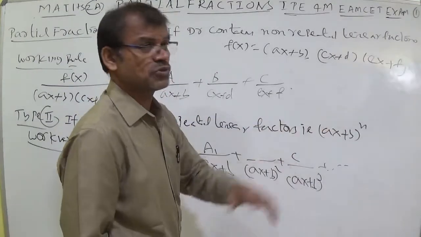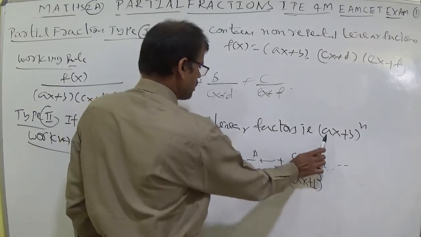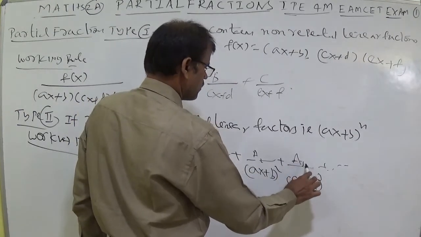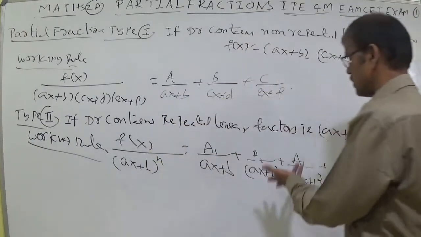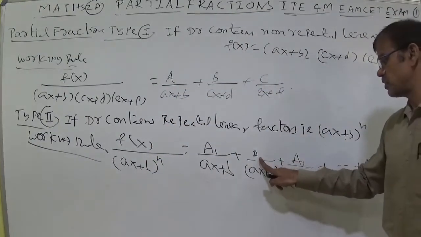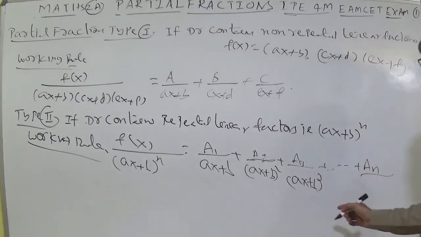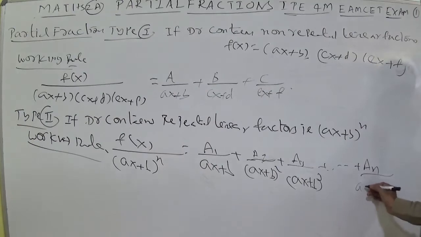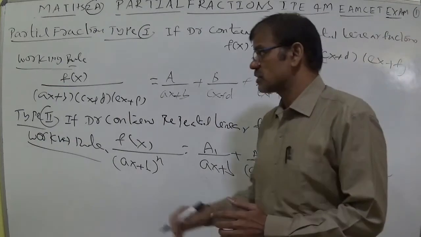Otherwise you can put A, B, C, but in total we have only 26 letters in the English alphabet, and n means you don't know the proper value. That is why I am writing A1, A2, A3 and so on. A1 by ax plus b plus A2 by (ax plus b) whole square plus A3 by (ax plus b) whole cube plus so on, An by (ax plus b) whole power n. This is type 2.